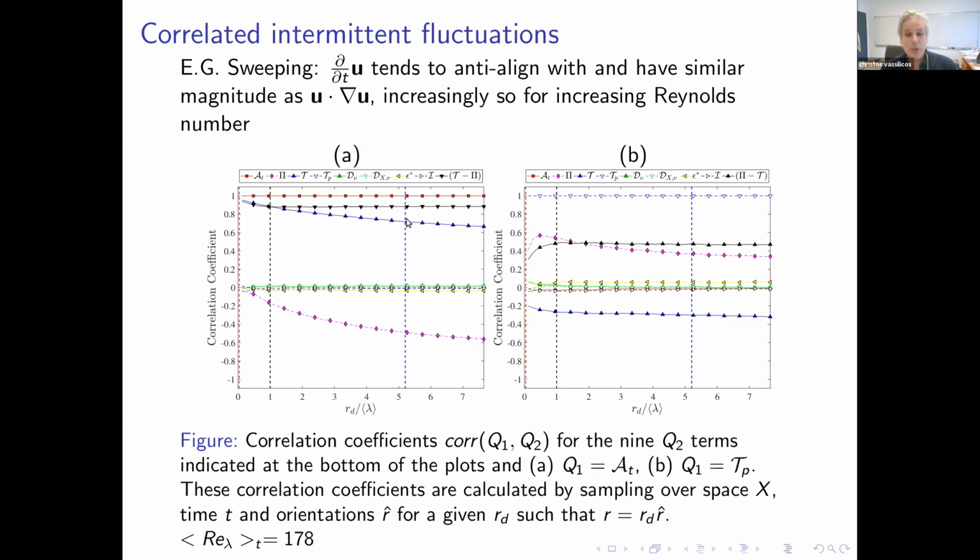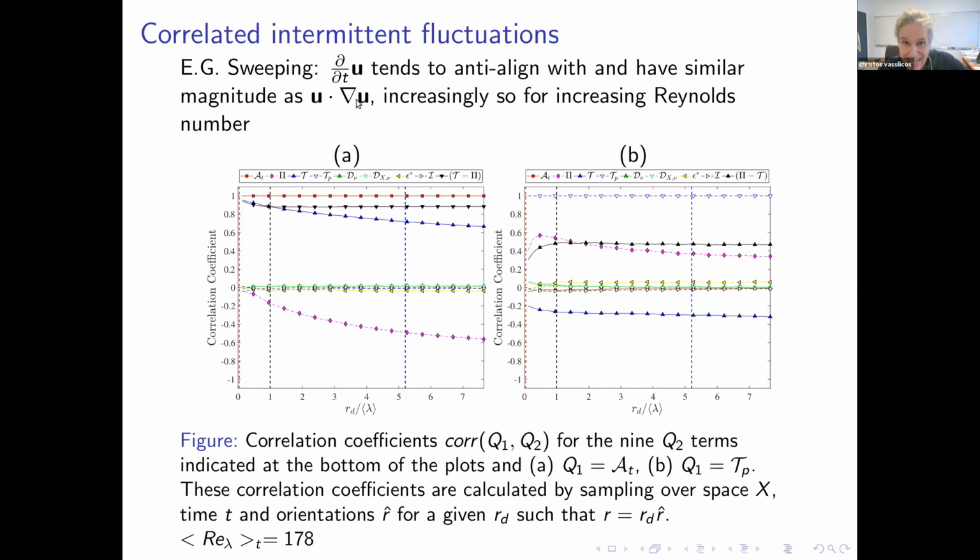And I will not be talking about this today, but they actually reflect something that we call sweeping, the fact that this term here tends to anti-align with this term there. And of course, this will have some impact, I guess, on the cascade and the way we understand it.